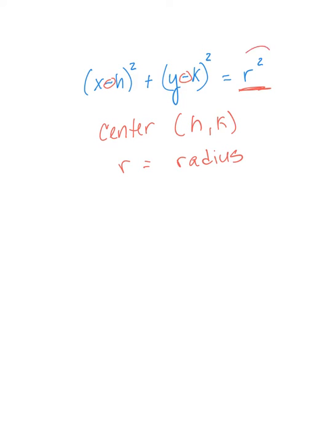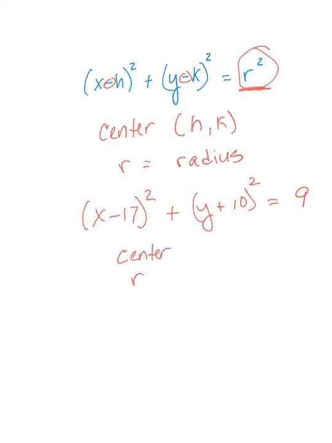So this, remember, is r squared. So what do you have to do to r squared to get an r? You have to square root it, okay? So let's say I have an equation of x minus 17 squared plus y plus 10 squared equals 9. So if we have a 9 there, that's the radius squared. So I need to find the center, and I need to find the radius. And then we'll show you how to graph it in a minute.